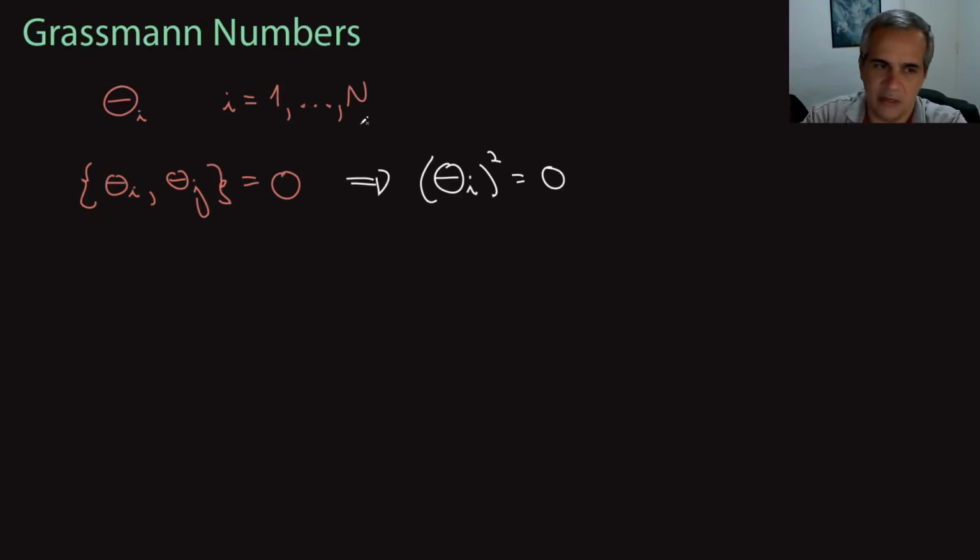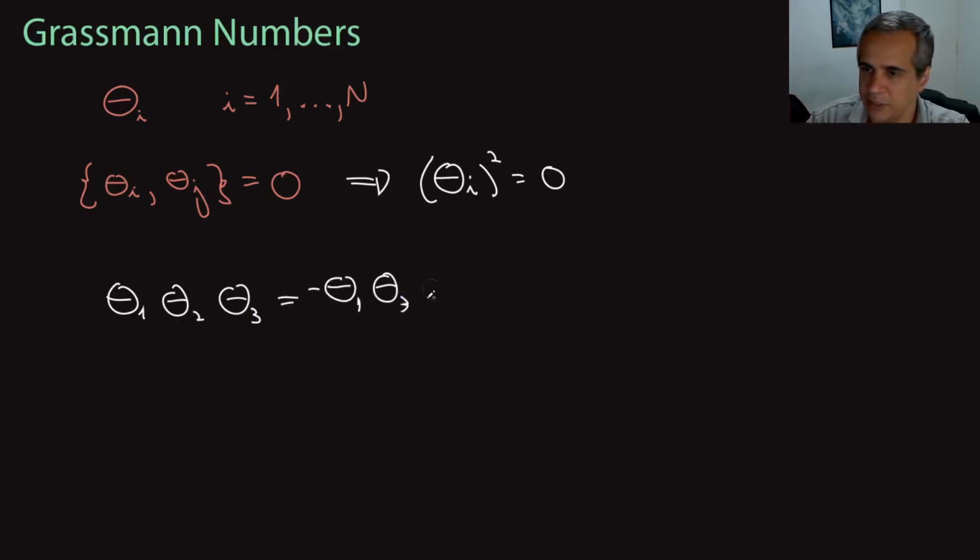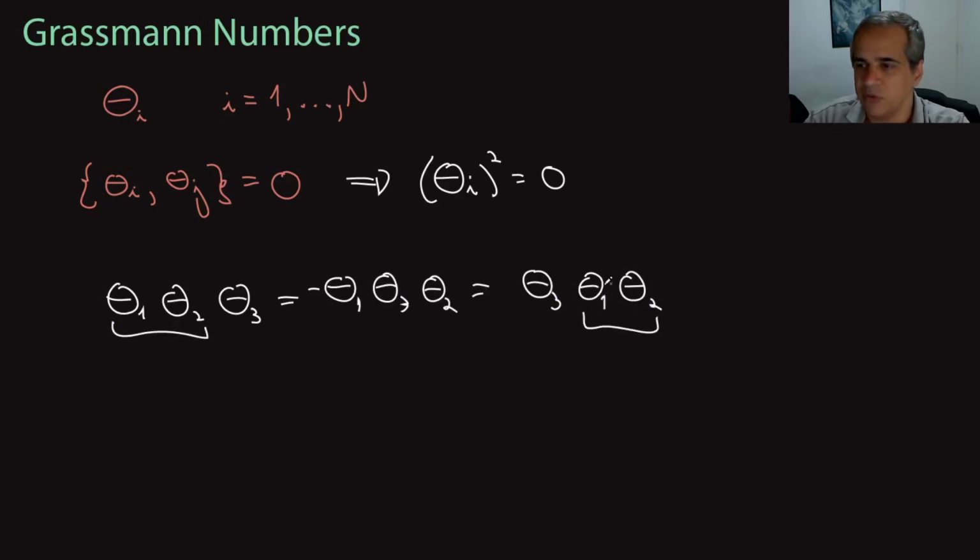That has a lot of consequences, right? For instance, if I take any three of these generators, theta 1, theta 2, and theta 3, and I use these relations, I see that if I commute these two, I get minus theta 1, theta 3, theta 2. And then if I commute again, I have theta 3, theta 1, theta 2, which means that this object here commutes with theta 3, right? That divides my algebra into two parts, essentially.